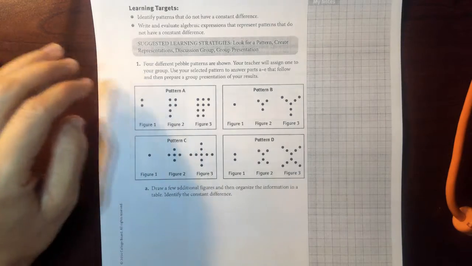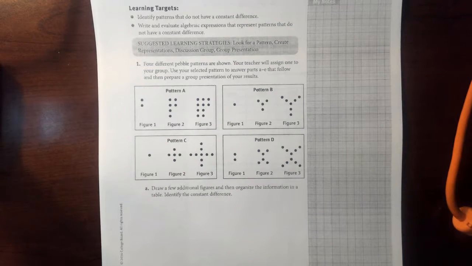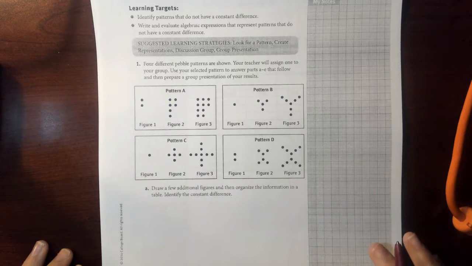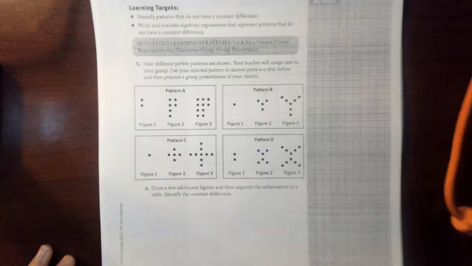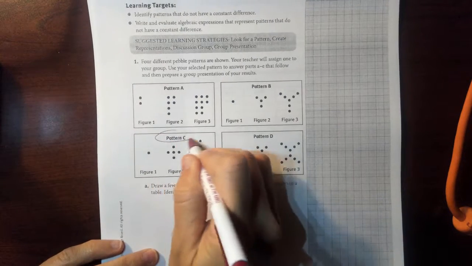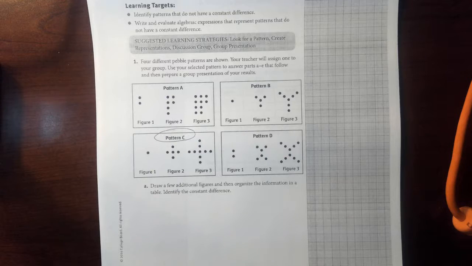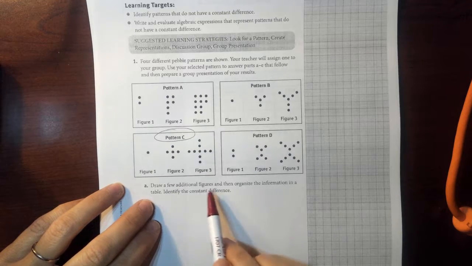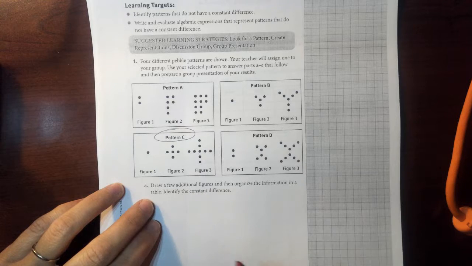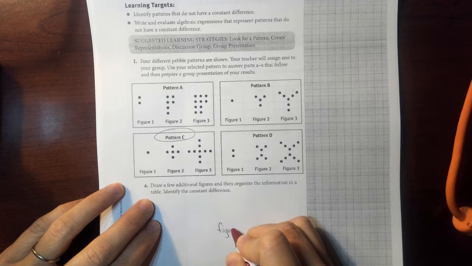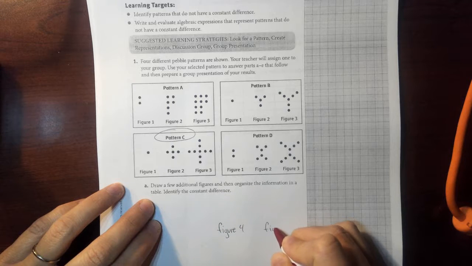So on this one, we're going to be again writing expressions and finding patterns. They wanted us to break up into groups, but we're not in a classroom setting, so we're just going to pick one. I'm going to pick pattern C to do. They want us to draw the figure out, draw a few additional figures, and then organize the information into a table. So we have figures 1, 2, 3, so we'll put here figure 4, and we'll do figure 5.